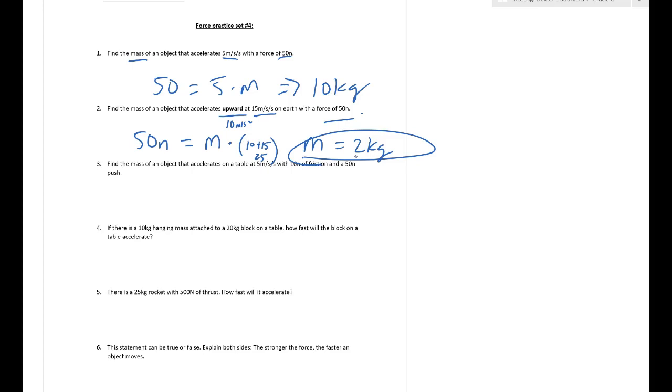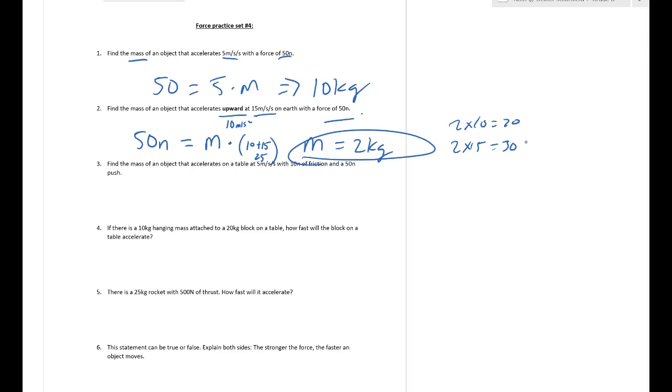So I need to know that if it's a 2 kilogram object, 2 times 10, 20 newtons of that will be spent just supporting the object's weight. The other 2 times 15, the other 30 newtons, will go to actually accelerate it upwards.